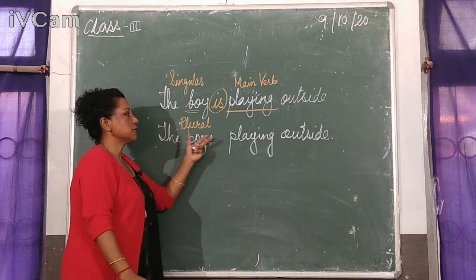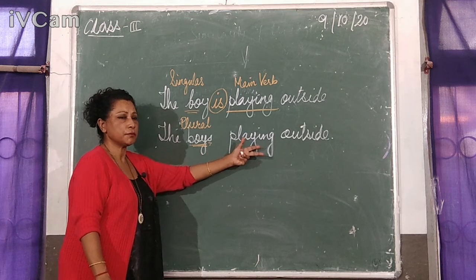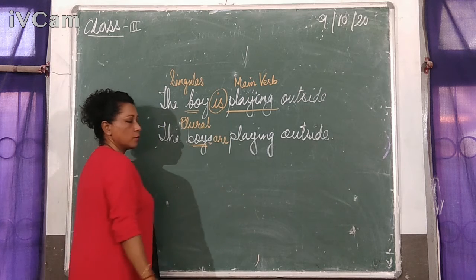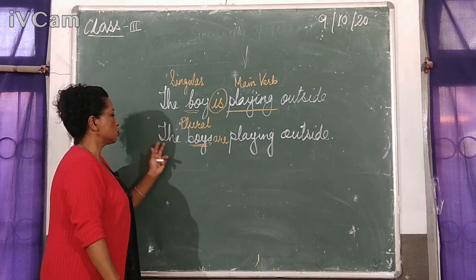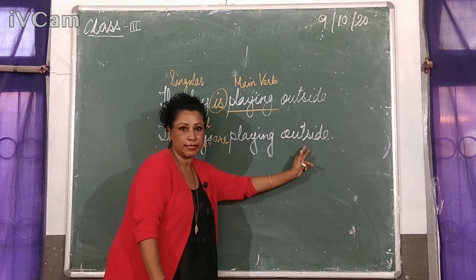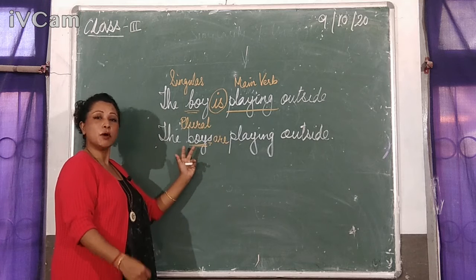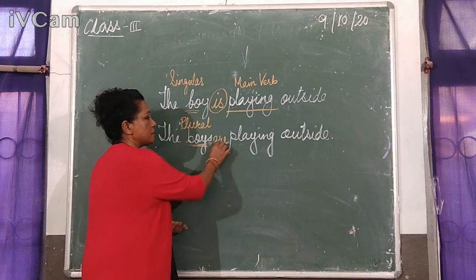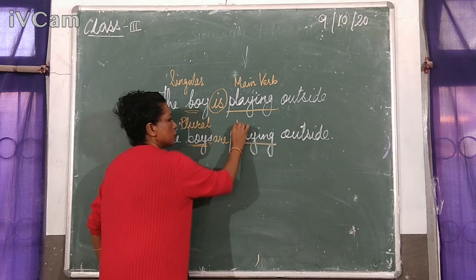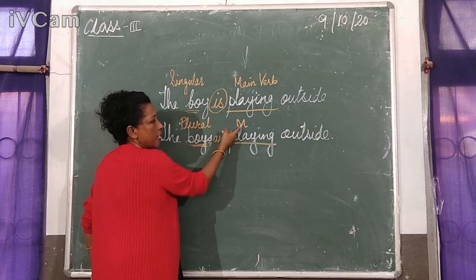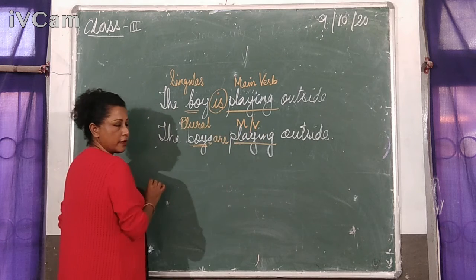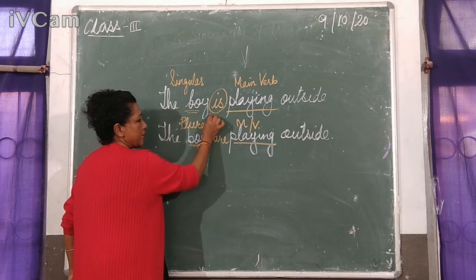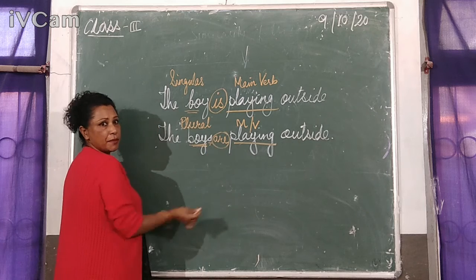The boys playing outside: something is wrong. So what am I going to use here? "Are". So the boys are playing outside. So now when I talk about many, then you use "are". "Are" is helping the main verb. The main verb is playing. I'll just write M for main and V for verb. So these words, "is" and "are", are helping the main verb.